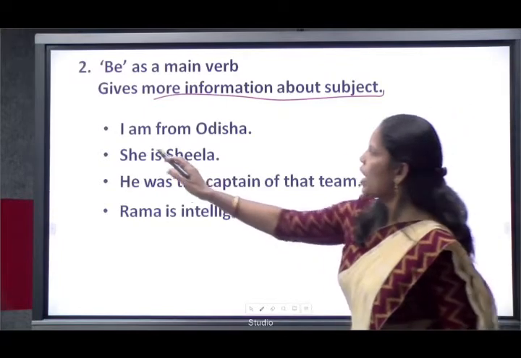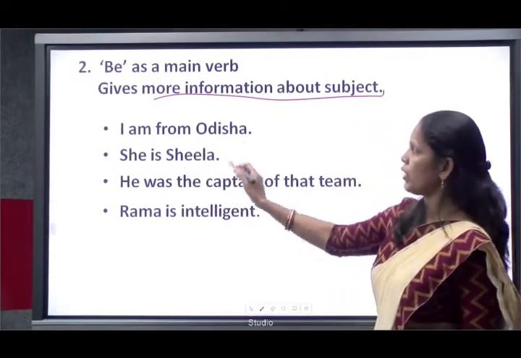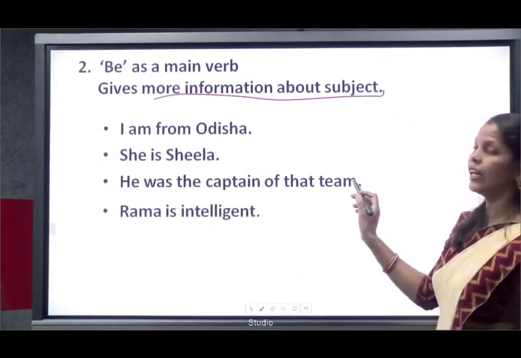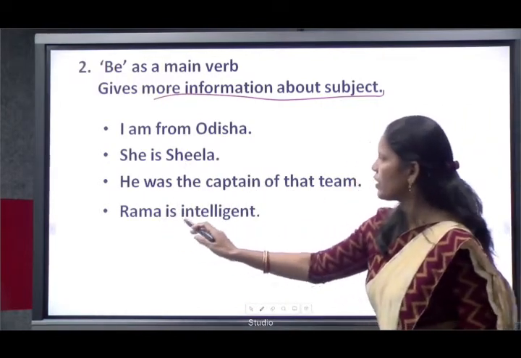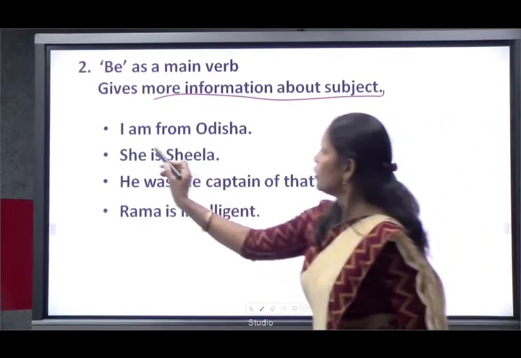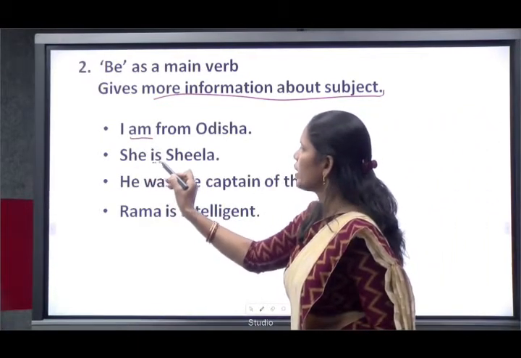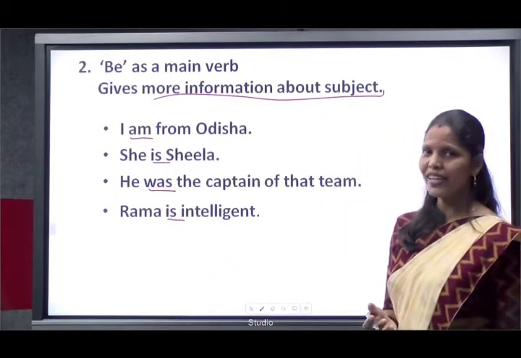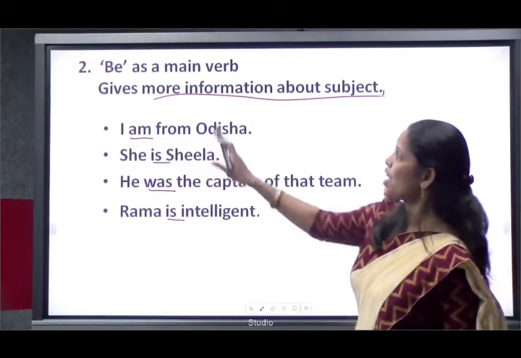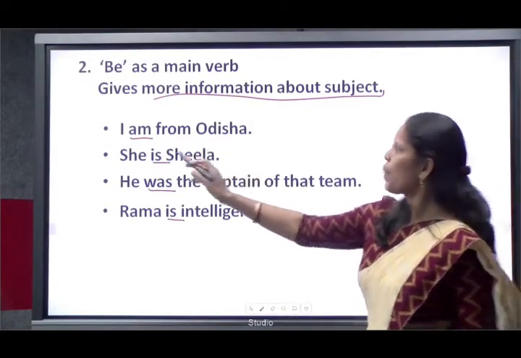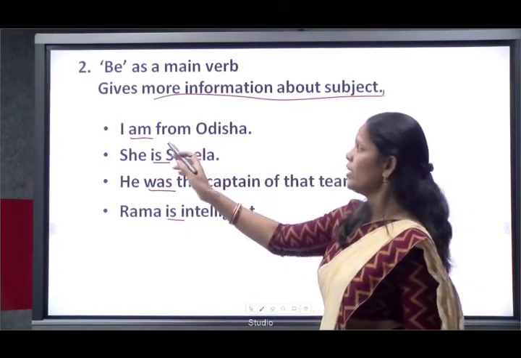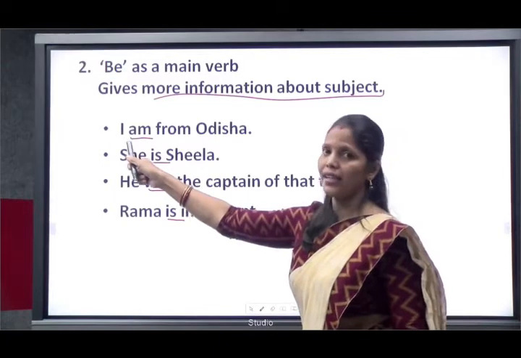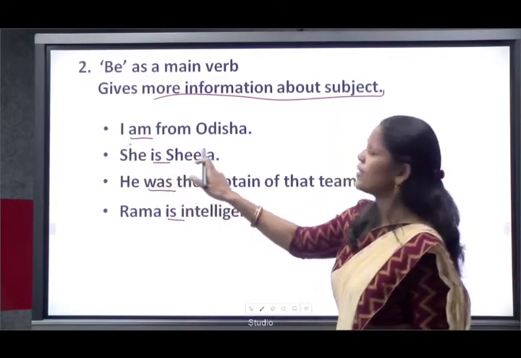So let's take: I am from Odisha. She is Sheila. He was the captain of that team. Rama is intelligent. Here, look at am, is, was and is. These are not auxiliaries here; they are used as main verbs. How? I am from Odisha means the word am gives more information about I, the subject. Like that, she is Sheila.